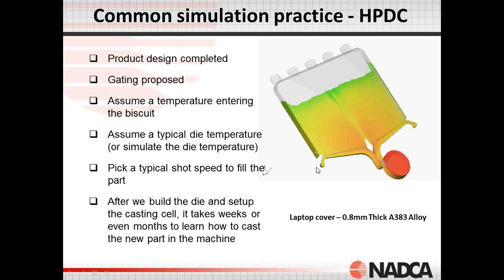But for thin wall parts, what happens is that when we use this exact approach, we end up building our die, and during the process development phase, it may take weeks or even months to learn how to cast the part and learn how to tweak the die temperature and shot speeds and furnace temperature, and it could be a very cumbersome and confusing process until we finally can be successful at casting these very thin parts.